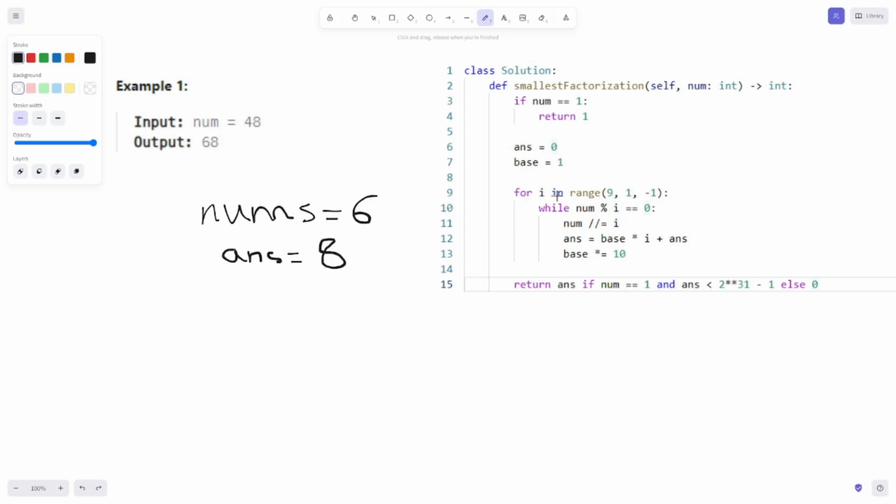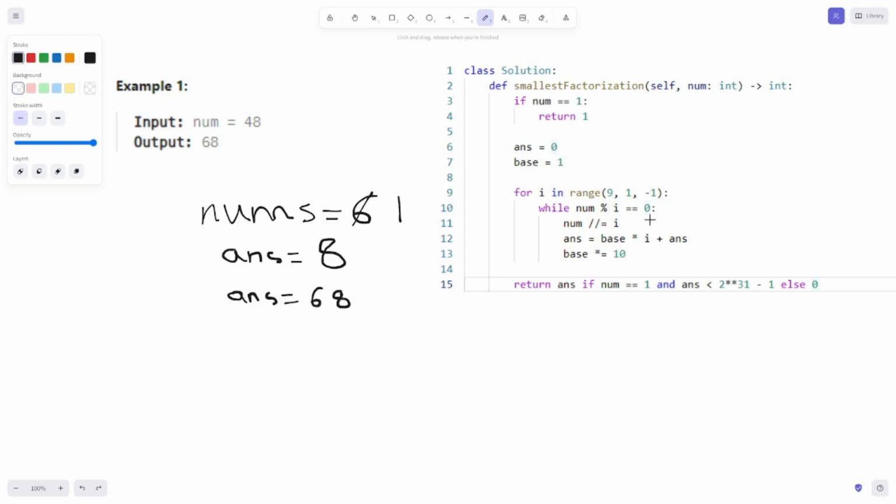So then we loop once more, and we check if num modulus I is equal to 0. So 6 modulus 7 is not 0. 6 modulus 6 is 0. Okay, sweet. That means then we can enter this while loop. Num divided by 6. Okay, 6 divided by 6 is 1. So num now becomes 1. And answer is equal to base times I. So base is now 10. So 10 times 6 is 60. And then plus answer is 8. So answer becomes 68.